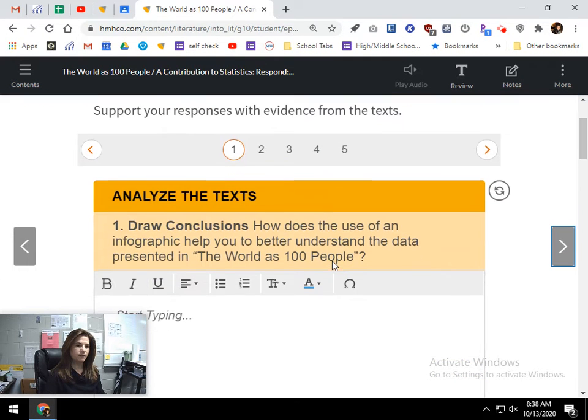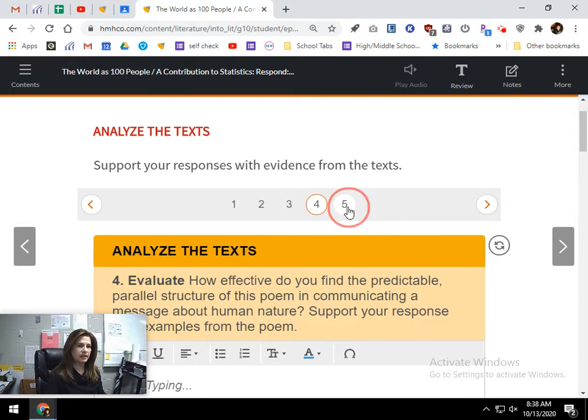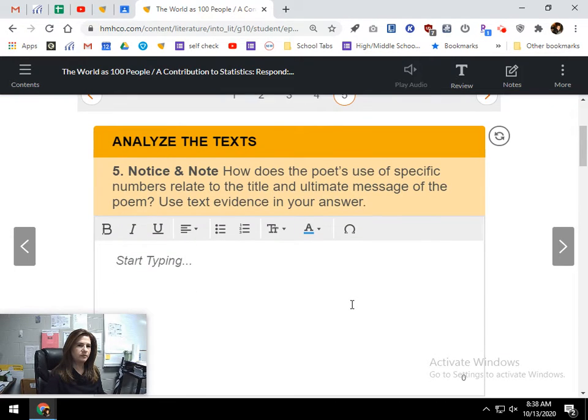Okay? So the question again is, how effective do you find the predictable parallel structure? Did it help you understand what she was trying to communicate, the message about human nature? And support with examples. And number 5, how does the poet's use of specific numbers relate to the title and ultimate message of the poem?